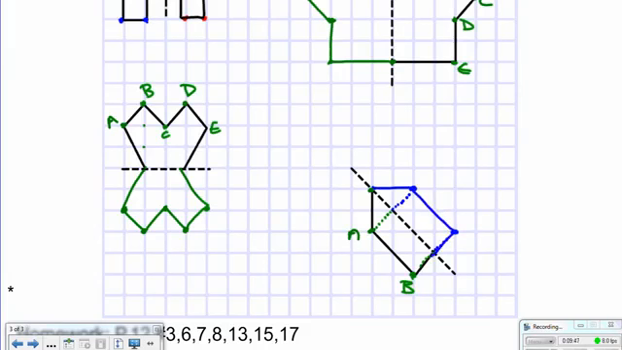So that's it for line of symmetry. I will be checking those examples with you tomorrow. And if you feel really confident with this stuff, please feel free to watch lesson 2 tonight as well.